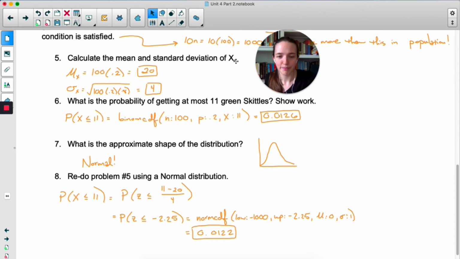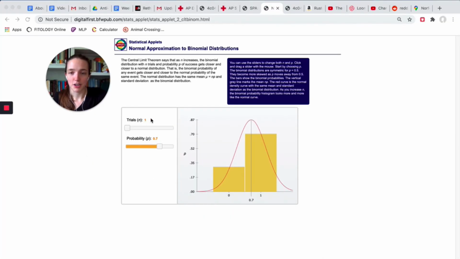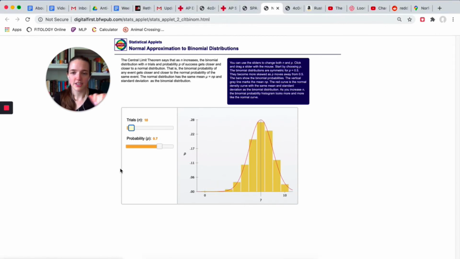Let's check this out. So I have another applet where you can set the number of trials and the probability, and it'll show you how close to normal it actually is. If the trial is 1, I'm not sure why you would be considering it binomial. Let's make this a more reasonable number and say 10. So there's 10 trials, probability of success 0.7. It's pretty normal. Let's increase probability of success.